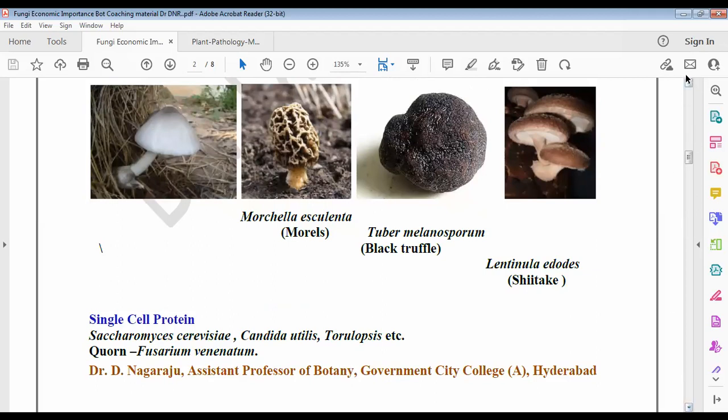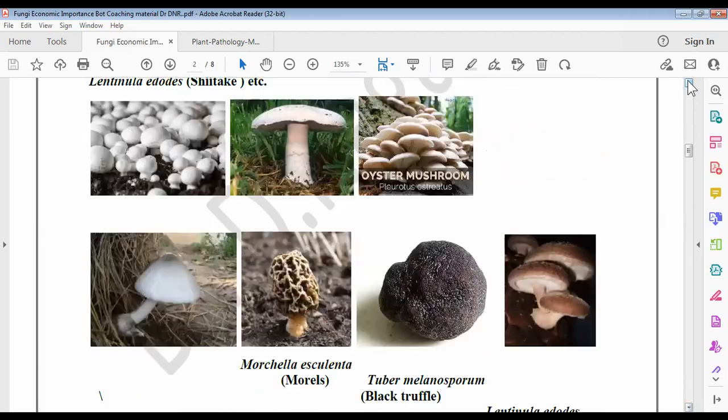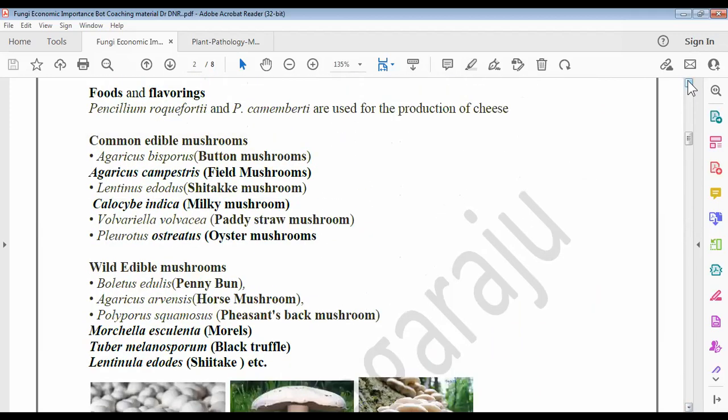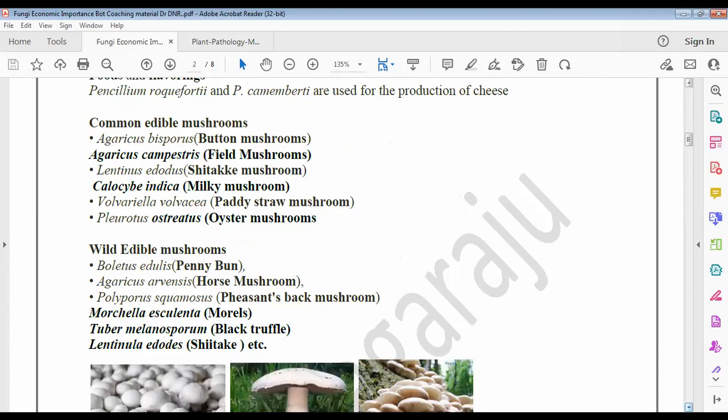And other food sources, you know, what we call cheese. Cheese. That is also prepared by using two Penicillium species. This question has also been raised so many times. Which fungi are we using for the preparation of cheese?